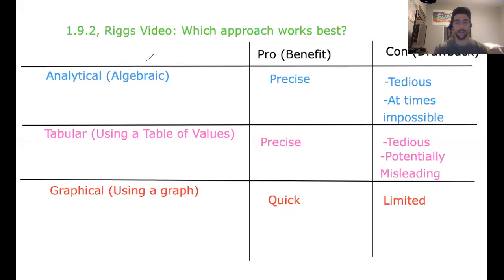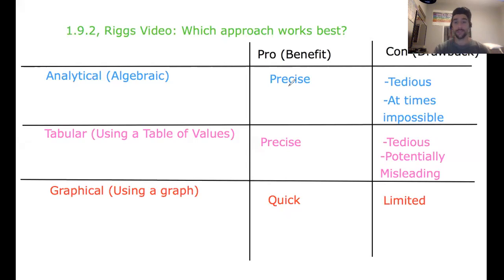And I wanted to break down initially some pros and cons to each approach, because as you've probably learned by now, there's not a clear answer, and it depends on the limit you're being asked to find about which approach is going to work best. So when we say analytical, we really mean algebraic, like trying to use our plugging in, our rationalizing, our factoring, our trig identities to try to find a limit.